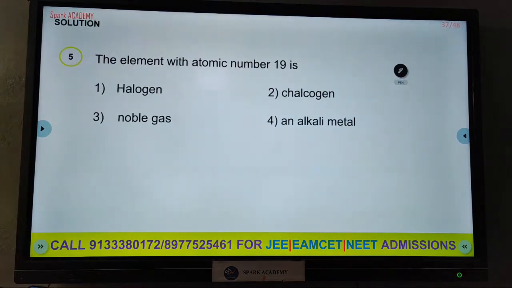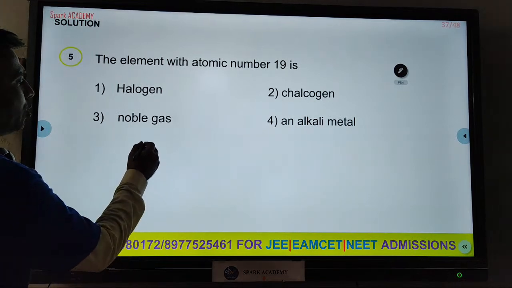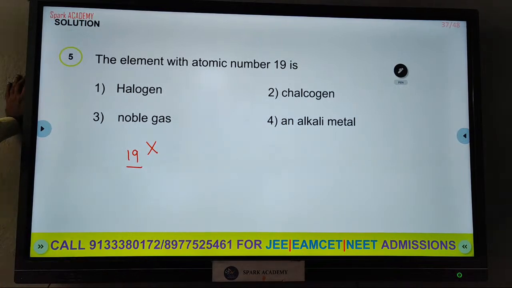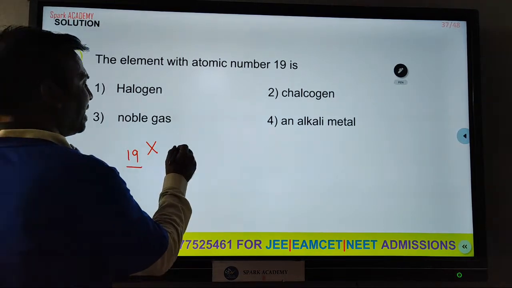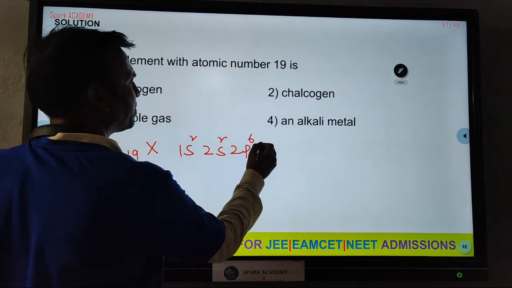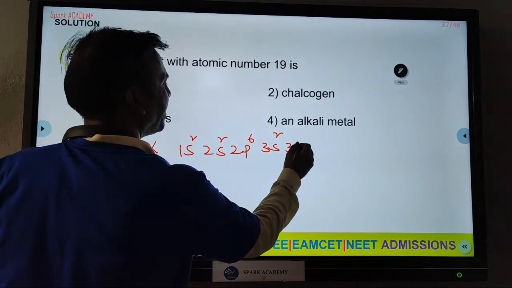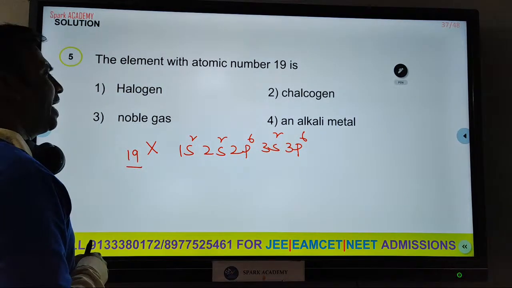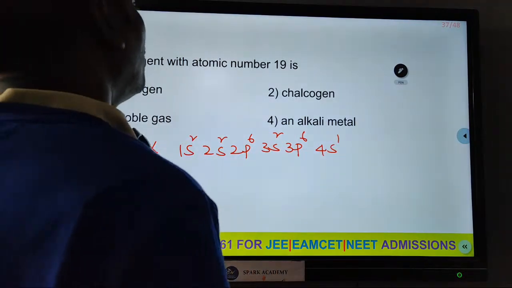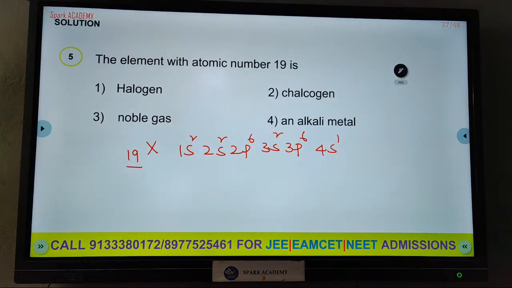Next question. The element with atomic number 19 is what? We don't know the element X, but the atomic number is 19. We have to write its electronic configuration. Atomic number 19 has electronic configuration 1s2, 2s2, 2p6, 3s2, 3p6, 4s1.